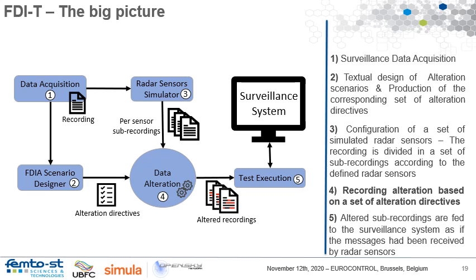FDIT, our FDIA testing framework, also includes several modules, such as the surveillance data acquisition, the textual design of alteration scenarios and production of the corresponding set of alteration directives, the configuration of a set of simulated radar sensors. The recording is divided in a set of sub-recordings according to the defined radar sensors, the recording alteration based on a set of alteration directives, and the altered sub-recordings are fed to the surveillance system as if the messages had been received by radar sensors.